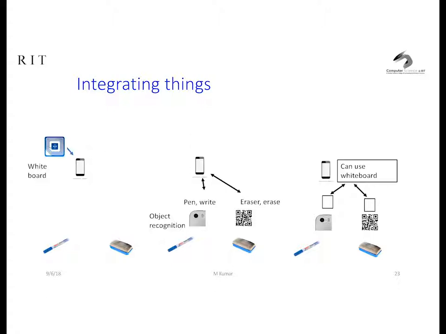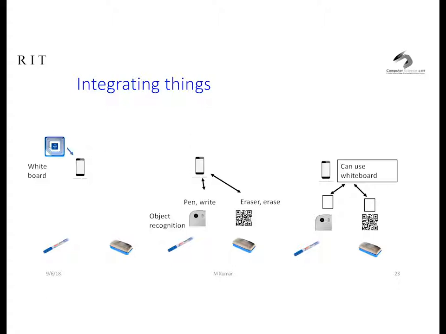And the highest level service from these three is quite obvious. Basically, it tells that I can use the whiteboard to do something. So I can extrapolate this for any kind of application. I have several things in the environment, and each thing is recognizable, either by taking a picture and using some object recognition mechanism, or I have a QR code or RFID associated with that object.